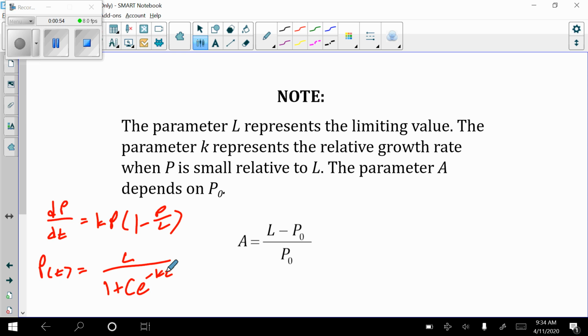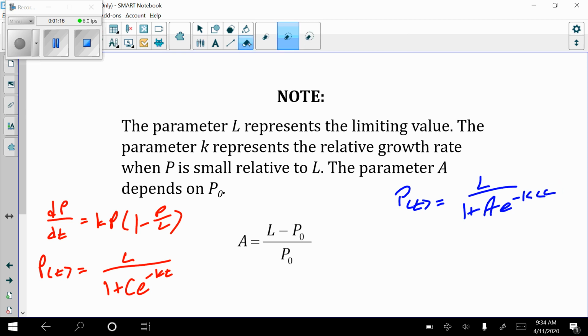Well, in your notes, the way that they had it written is slightly differently, where they had it written as P(t) is equal to L over 1 plus A times e to the negative kt power, where the C value, which is the constant that gets introduced to the problem, and the A value, those are essentially the same.